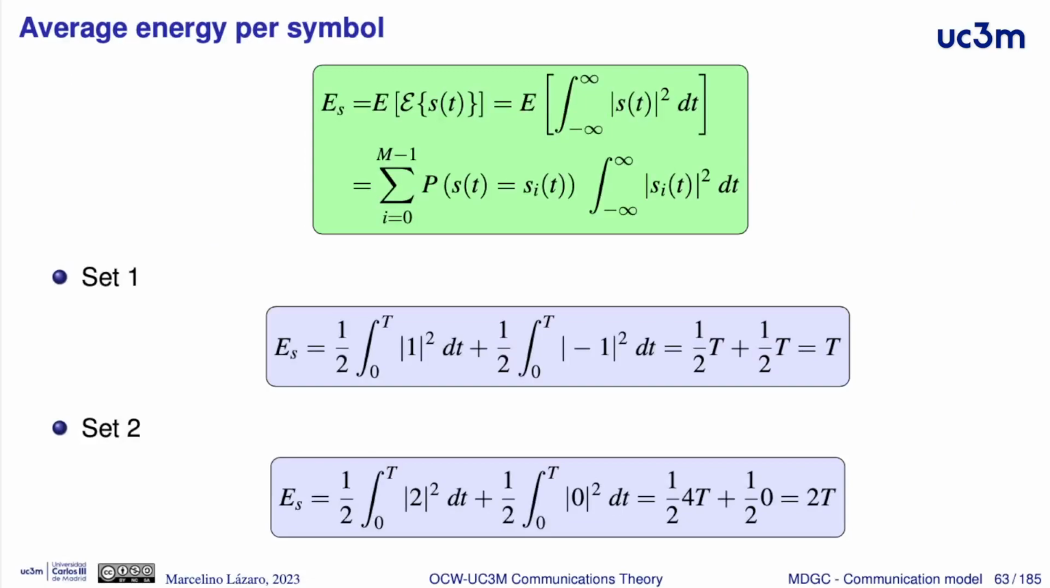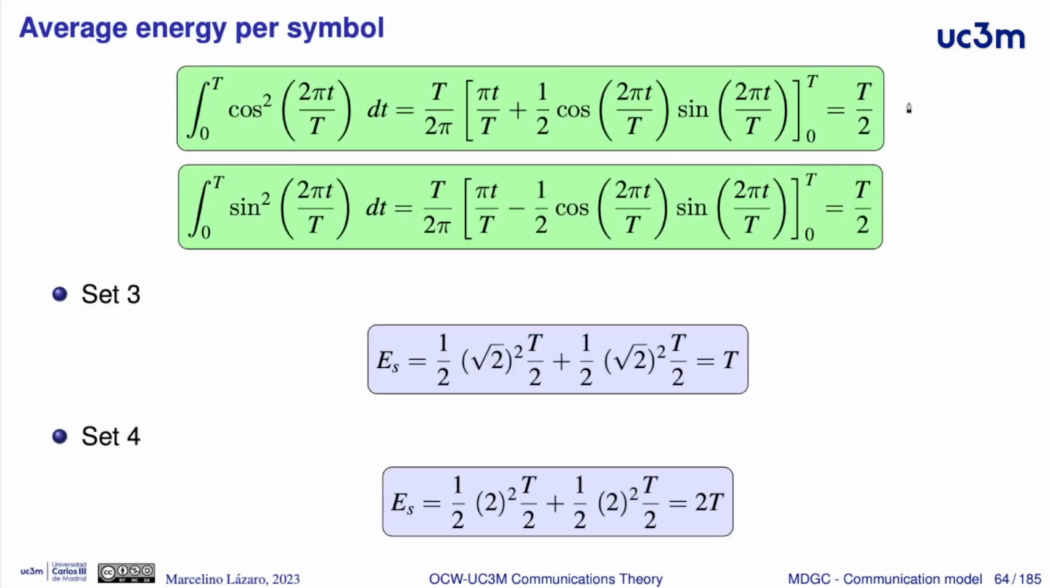Then we need to compute the energy of every signal, and the average of these energies is the mean energy per symbol, which is a measure quantifying the energy of the set of candidates. In this case, for set 1, it's easy to see that the average of the energy between S0 and S1 is T, for set 2 it is 2 times T, and for sets 3 and 4 it is again T and 2 times T respectively.